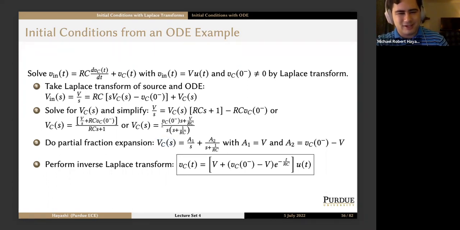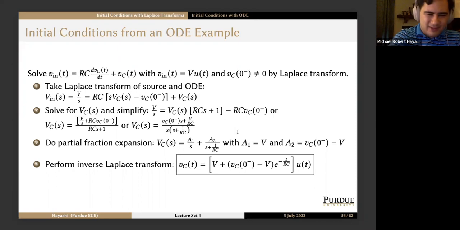So we'll do partial fraction expansion. We'll have a linear polynomial over a quadratic polynomial. We'll rewrite it as A1 over S plus A2 over S plus 1 over RC. You can do some cover-up method. So you plug in S equals 0, cover up the S in the denominator. You get V over RC over 1 over RC. So you'll just get A1 equals V.